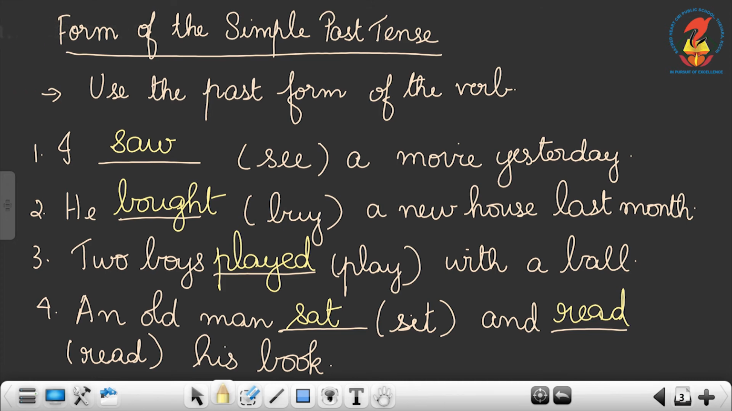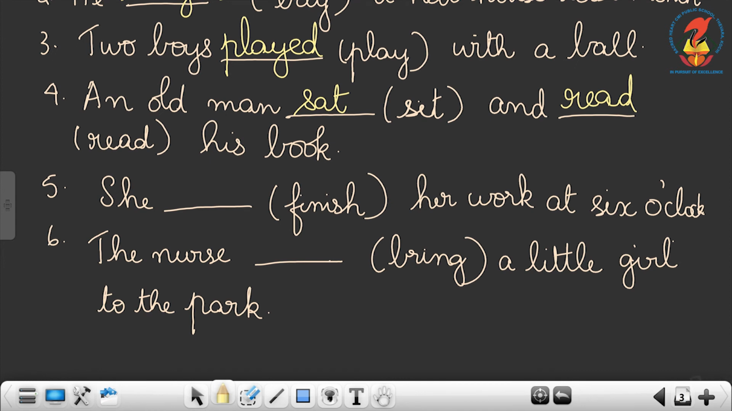Okay, now the next sentence: she dash her work at 6 o'clock. What is the verb given here? Finish. And we understand that it is a completed action because the time is also given here. So the past form of finish is finished. Next sentence: the nurse dash a little girl to the park. Bring is the verb given in the bracket. What is the past form of bring? Yes, brought.